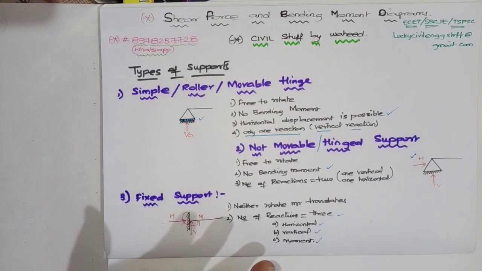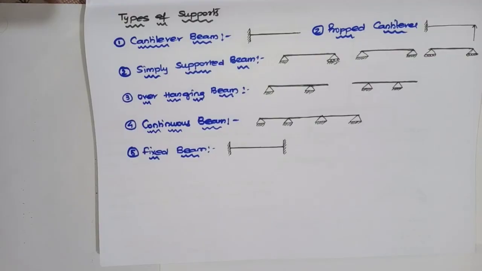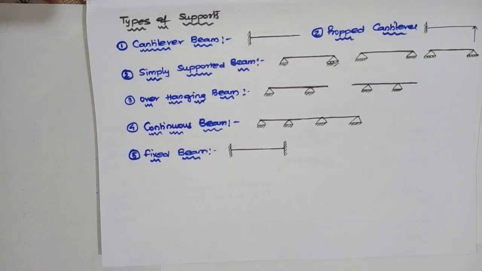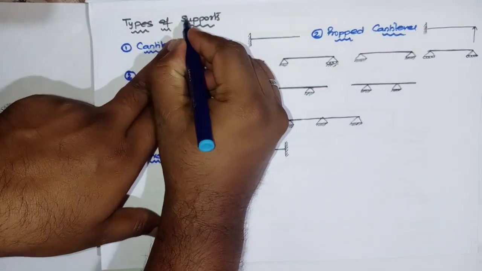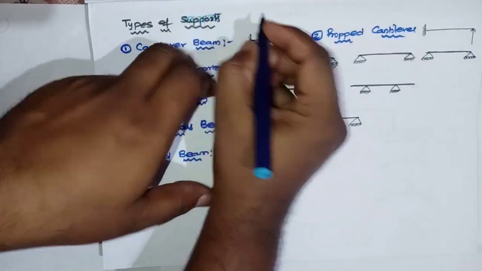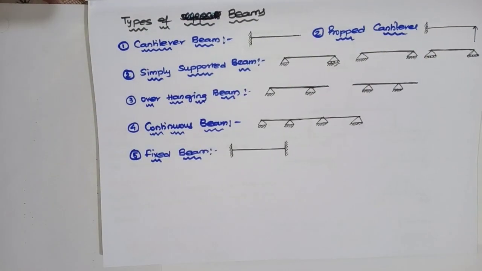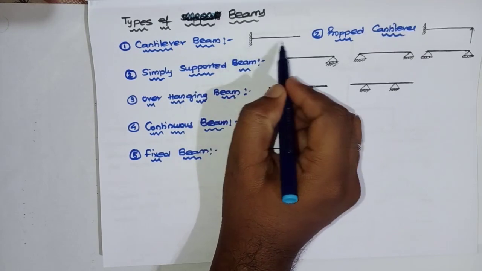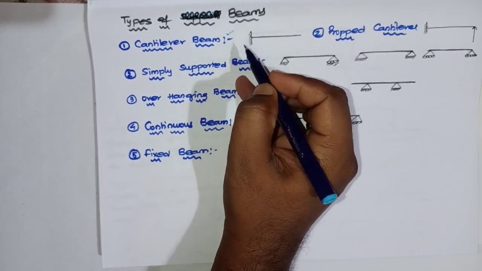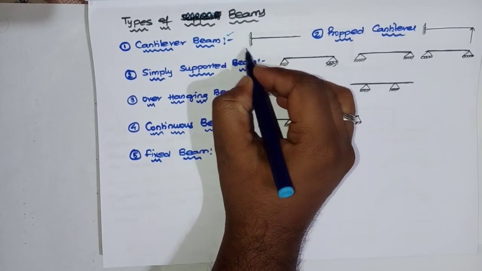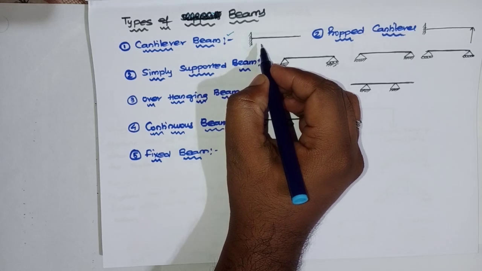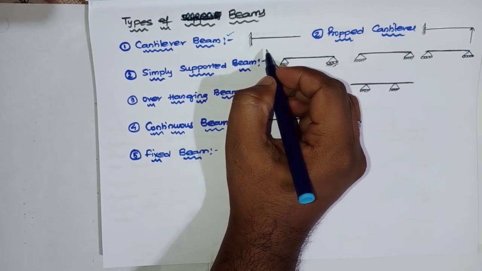Next we'll see the types of beams. Coming to the types of beams, they are categorized as follows. First, if only one end is fixed and the other end is free, we call it a cantilever beam. This beam is a statically determinate beam. We'll see further what the difference is between statically determinate and indeterminate.